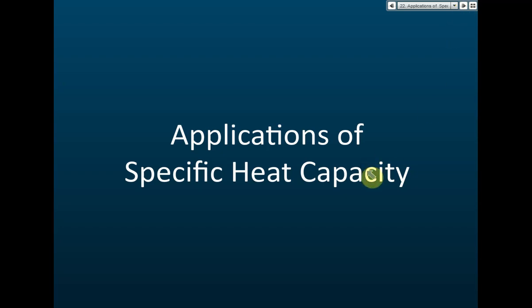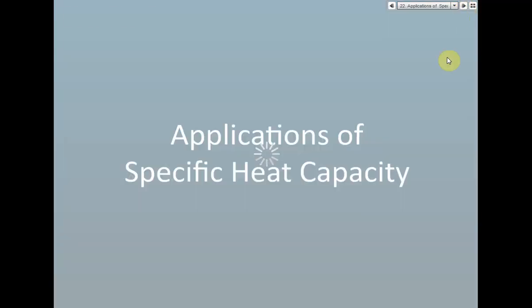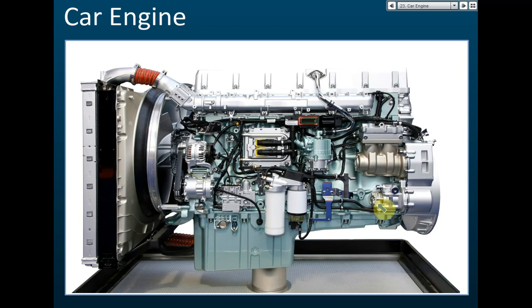Okay, applications of specific heat capacity. The first one is a car engine. This is a diagram of a car engine. You don't need to know how it works here. This is just the engine, and there's a radiator here.